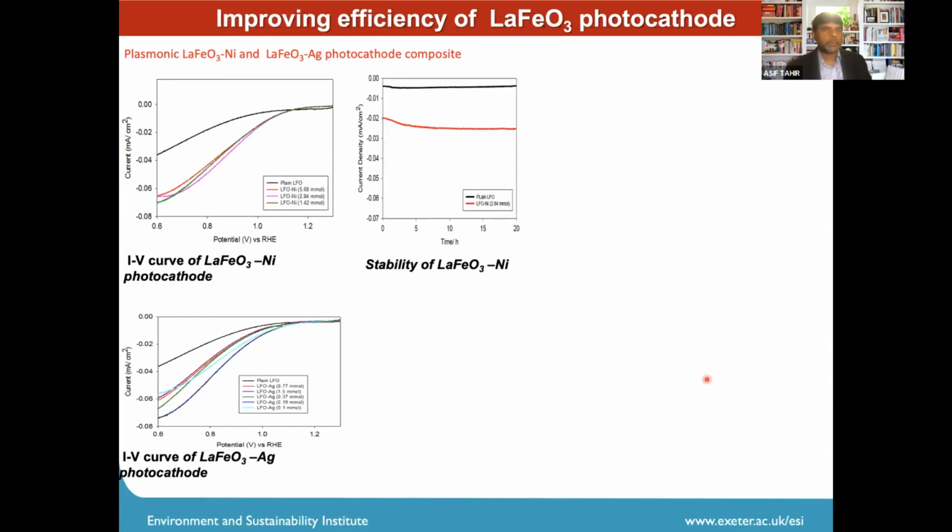And then we have improved the efficiency of lanthanum ferrite using nickel and silver as plasmonic nanoparticles on the surface. It proves that both silver and nickel have improved the efficiency more than twice that of the simple lanthanum iron oxide. Similarly, by using these nanoparticles, the stability of the material has not been affected. So it means that after the plasmonic nanoparticles, the material has the same stability as it had before.